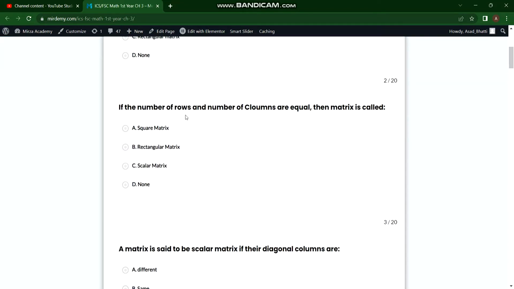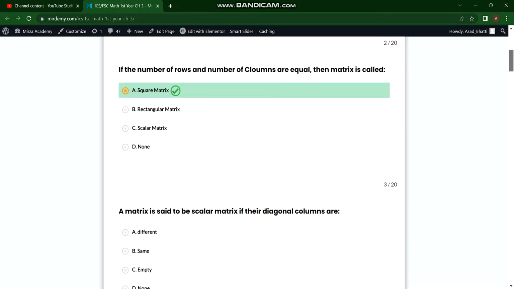If the number of rows and number of columns are equal, as you can say that m is the number of rows and n is the number of columns, if m is equal to n, the matrix is called a square matrix. And you must remember that if the number of rows and the number of columns are not equal, then that's called a rectangular matrix. The next MCQ is here.